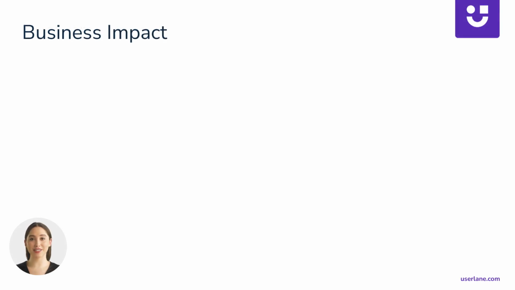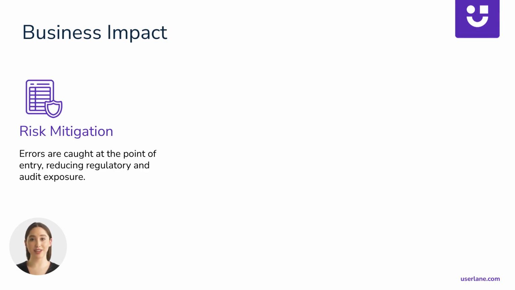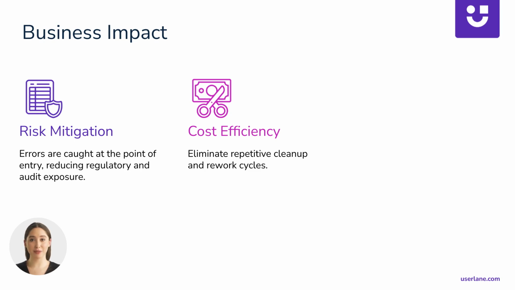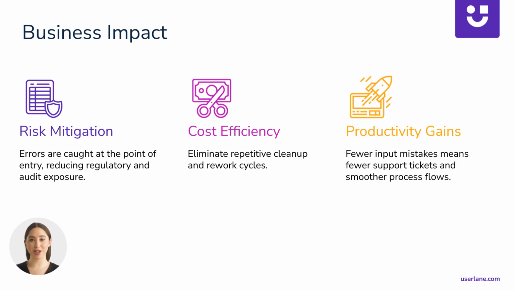Deploying Userlane's validators and tooltips across core business systems delivers tangible, measurable benefits. Risk is mitigated by capturing errors at the point of entry, reducing compliance concerns and audit exposure. Operational costs are lowered by eliminating repetitive data cleanup and rework. Productivity improves as accurate inputs reduce support tickets and enable smoother, more efficient process flows. With Userlane, organizations establish accuracy as a standard and unlock the efficiency to match. Customers have seen up to 89% improvement in data accuracy within months of deployment.